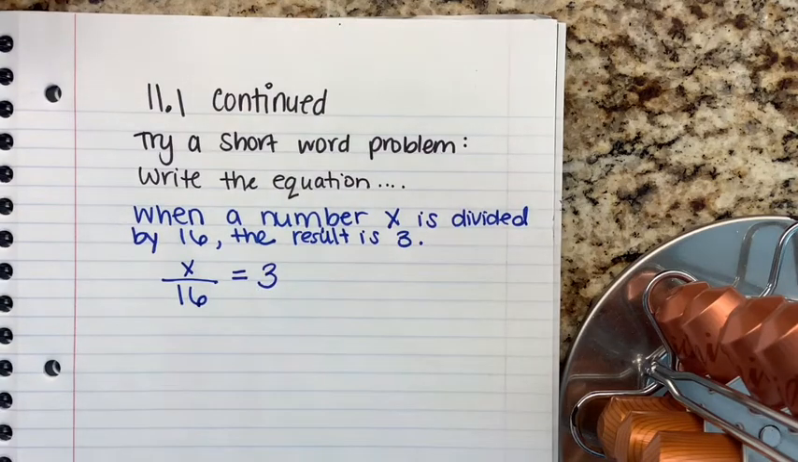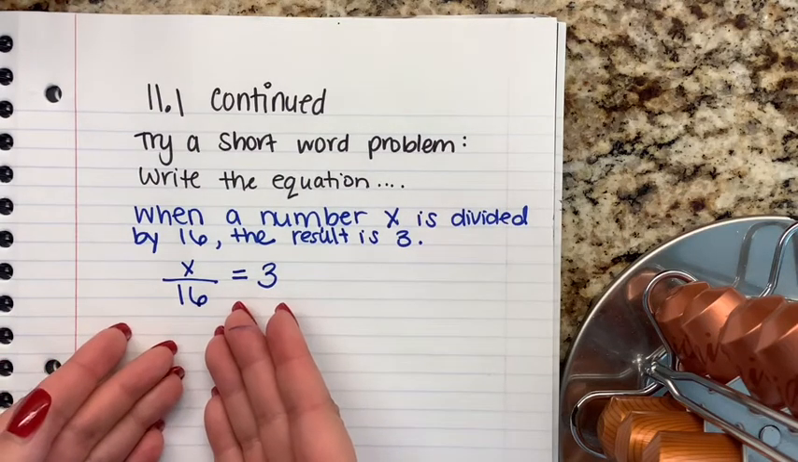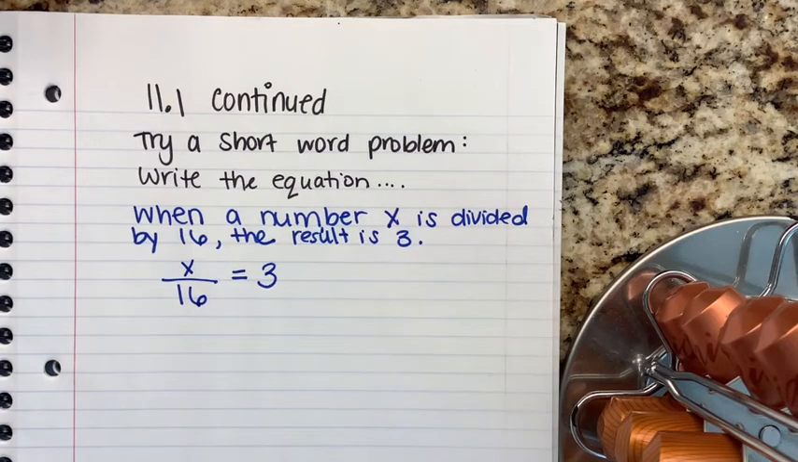And that's all they're asking me to do. They're not asking me to solve at this point. They're just asking to write out that word problem in an algebraic equation. So doing this, you're done. Okay, x divided by 16, the result is 3. Let's try another one.